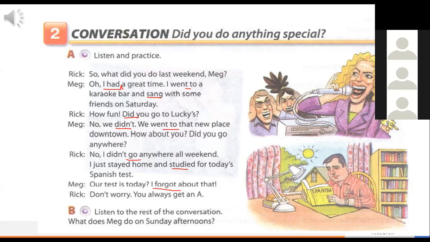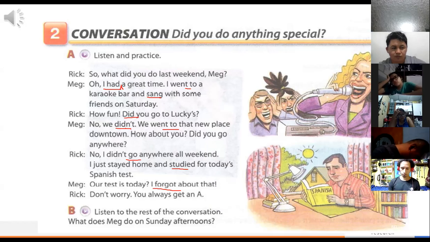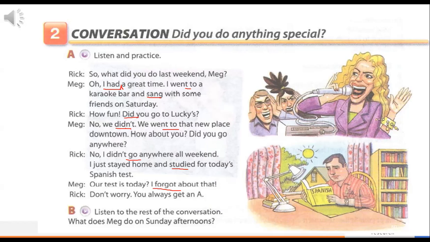So, Meg, what did you do on Sunday? I stayed home in the morning. I just watched TV and read. How about in the afternoon? Oh, I worked. I have a part-time job at the university bookstore. I didn't know you had a job. Yeah, I'm a cashier there. I work every Sunday from 2 to 5.